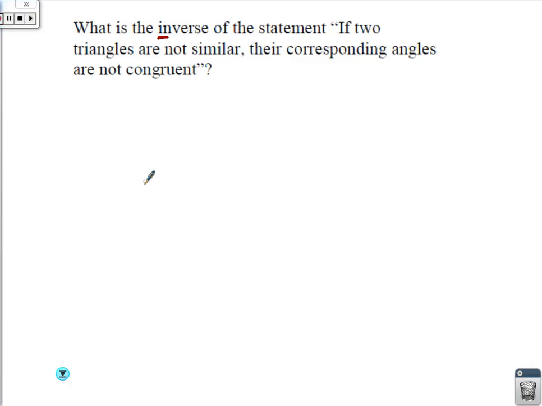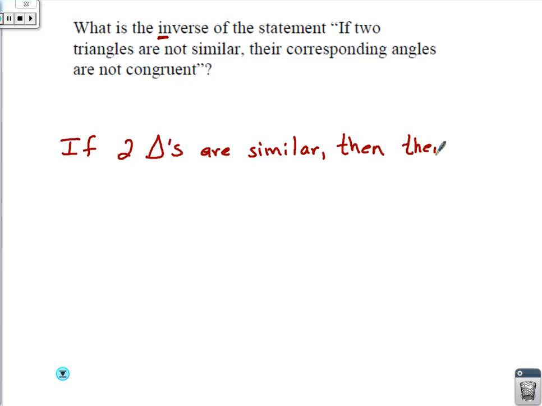Anybody want to take a stab at that? The not of if two triangles are not similar. What's the not of that? If two triangles are similar, then their corresponding angles are congruent.